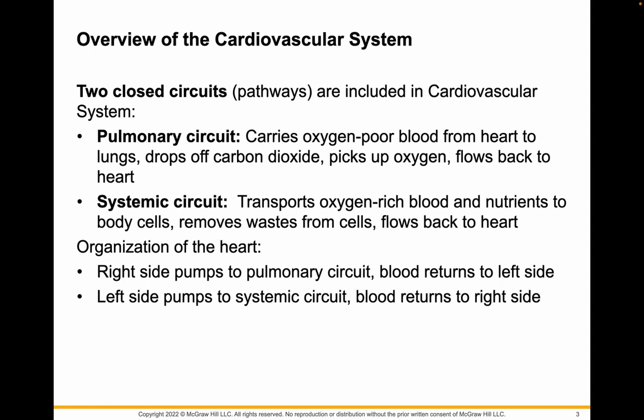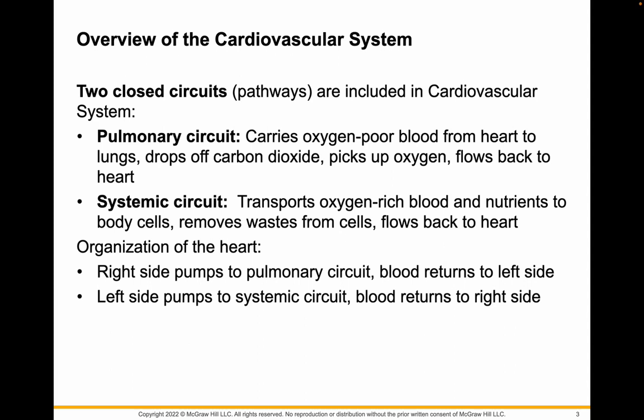So the pulmonary circuit is this series of tubes coming and going from the heart to the lungs, and their job is to carry blood that has been quote unquote used and is now oxygen poor, take it from the heart to the lungs to drop off any CO2 in that blood and pick up oxygen. And then it takes it back to the heart. So it's a short trip. The pulmonary circuit is heart, lungs, back to heart. And so not very far distance.